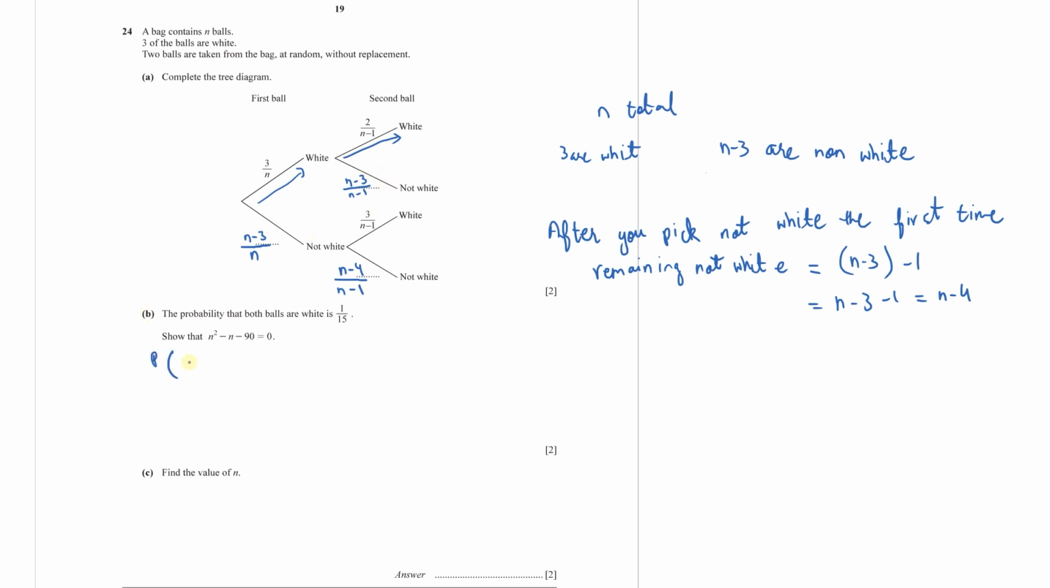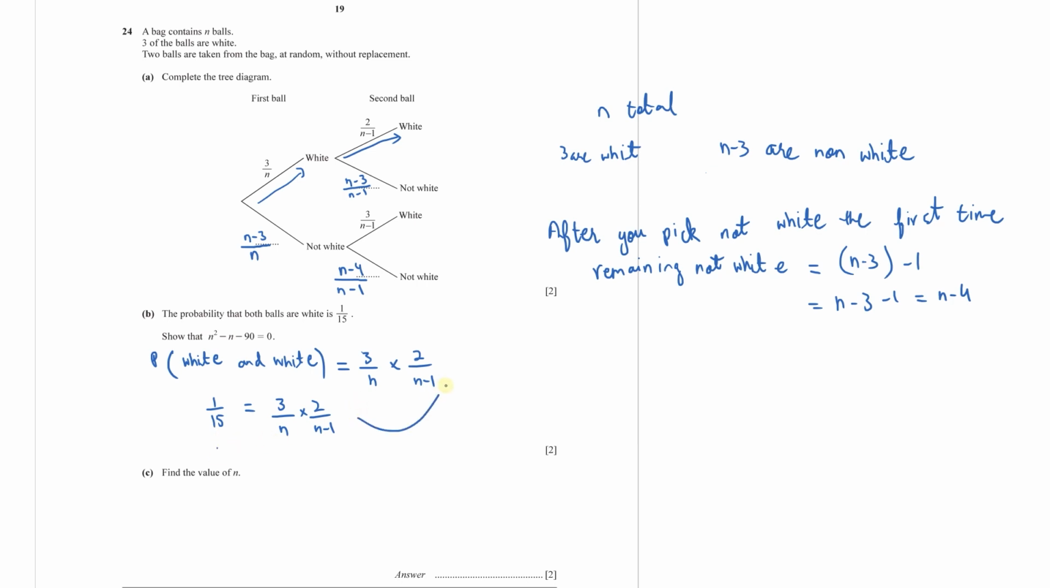So probability of white the first time and the white second time, white and white. What is the probability of white and white? It is 3 over n multiplied by 2 over n minus 1. And you're given that this probability is 1 by 15. So I can substitute here 1 by 15 equals to 3 by n into 2 over n minus 1. Now I have to simplify this equation and show that it reduces to this form here.